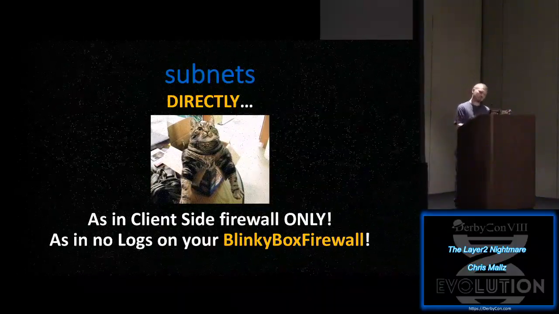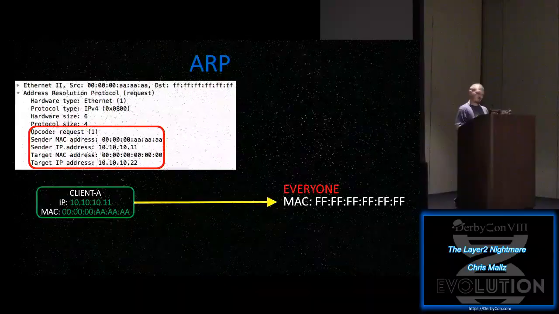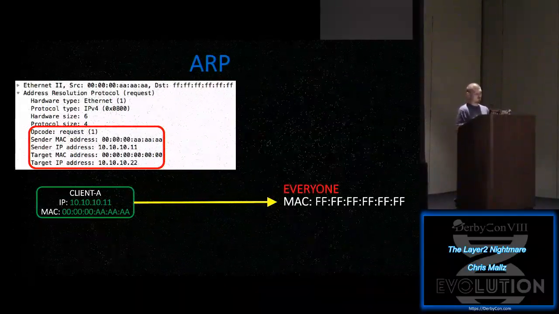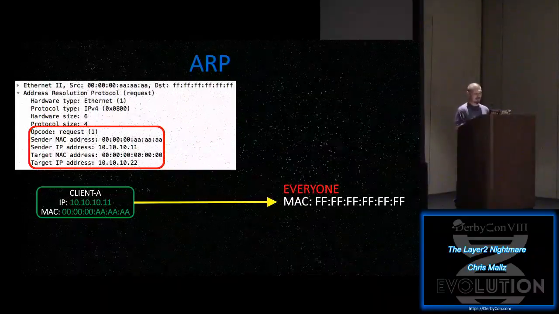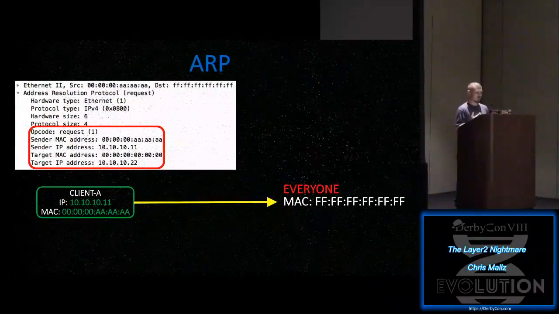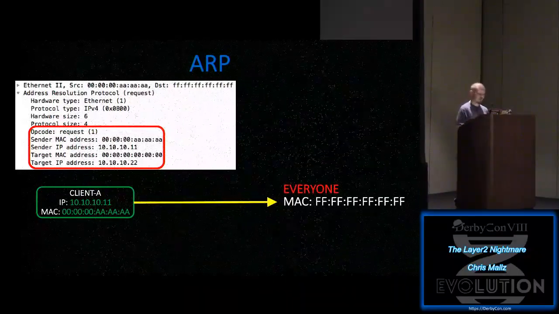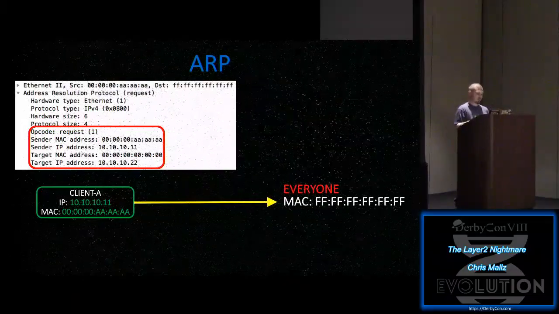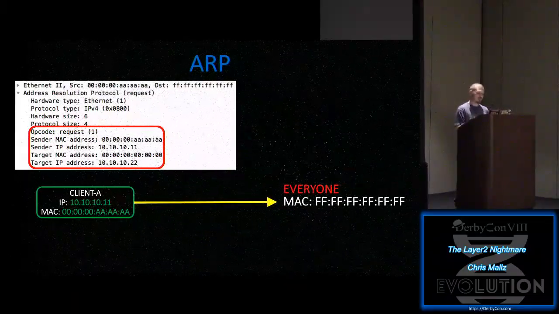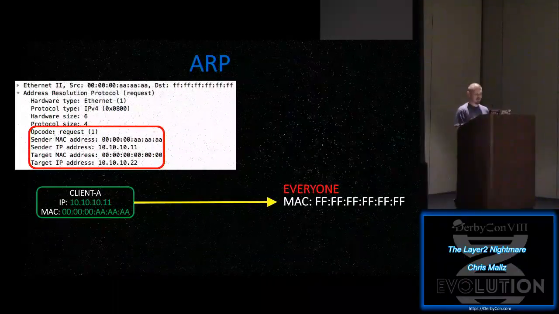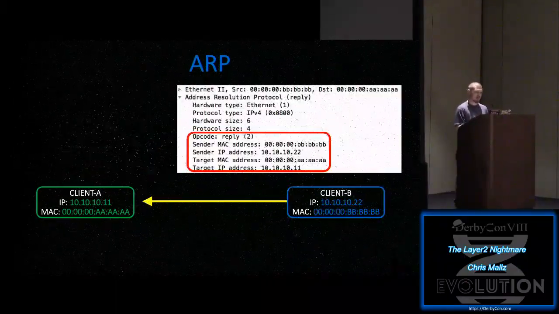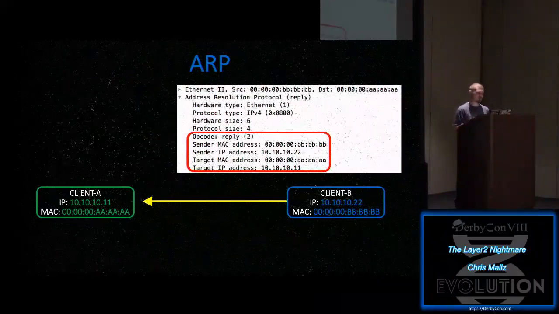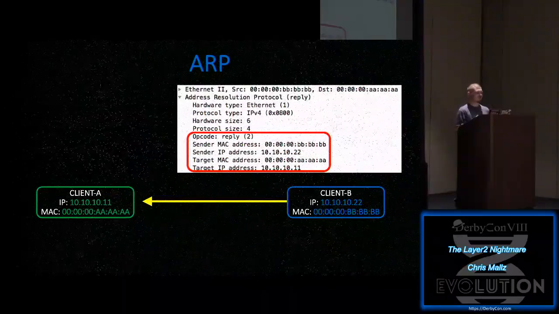Now let's explore ARP just a little bit, and I'm not going to touch on it a whole bunch. ARP is essentially this: you have client A with IP 11 and MAC AAA, and it needs to find out where 22 is. So it sends a request out to everyone, which is broadcast FFF. If client B is on the same switch, or it can see it in the same subnet, then client B will respond and say, hey, I am that IP address, and I'm at this MAC address. Very simplistic, very easy.